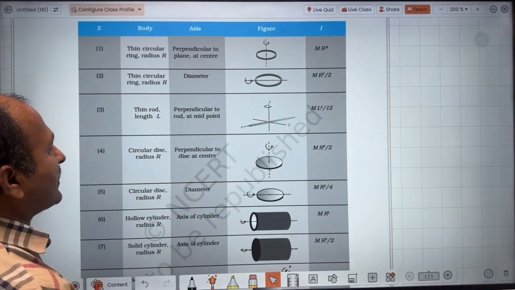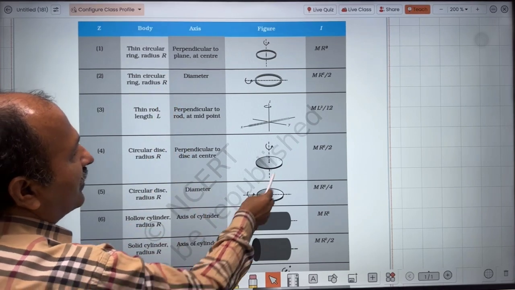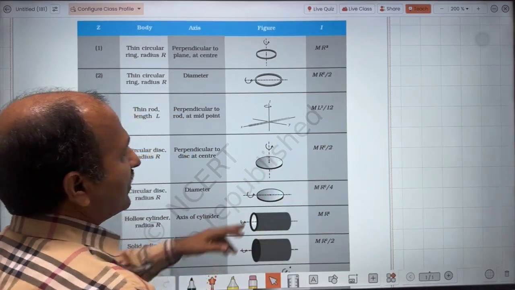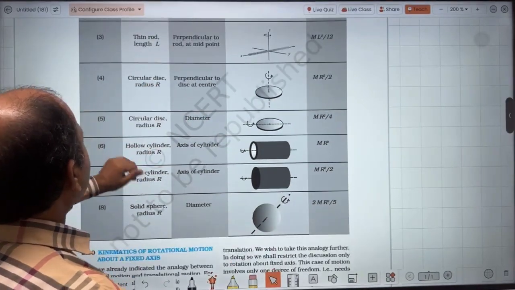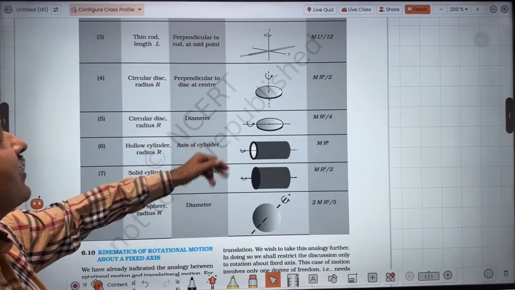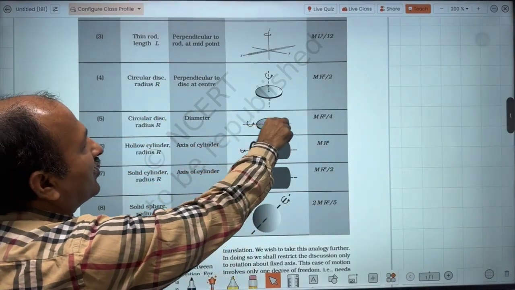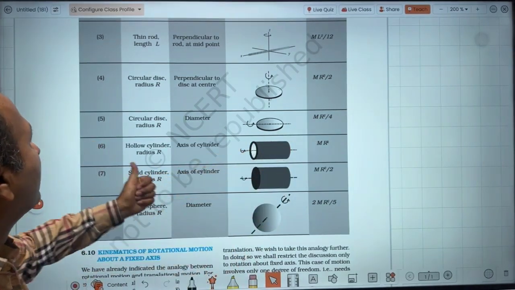Then a thin rod of length L, axis perpendicular to the rod at the midpoint, so rotation is like this, so the moment of inertia is M L square by 12. If you consider a circular disc of radius r, here the axis will be perpendicular to the disc at the center, as shown here. Its moment of inertia will be M r square by 2. These things you have to memorize, they are important. For a circular disc of radius r with the diameter as the rotational axis, the body will rotate like this and its moment of inertia will be M r square by 4.